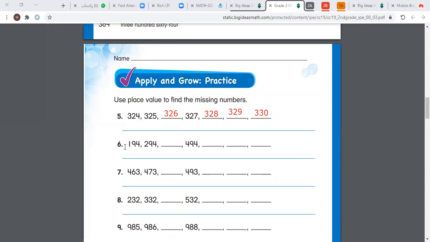That's right. So here let's write 394. We increase by 100 here. 100 plus 194 equals 294, plus 100 equals 394. What's the next number? 494. Yes, then 594, excellent. Then 694. Then 794. That's right. Excellent and super boy.